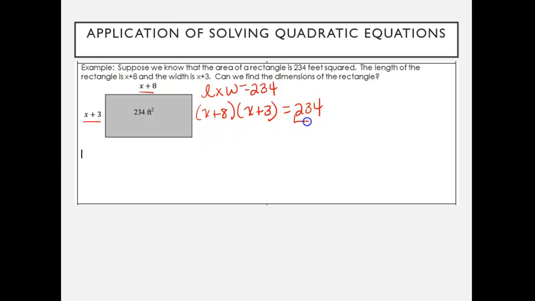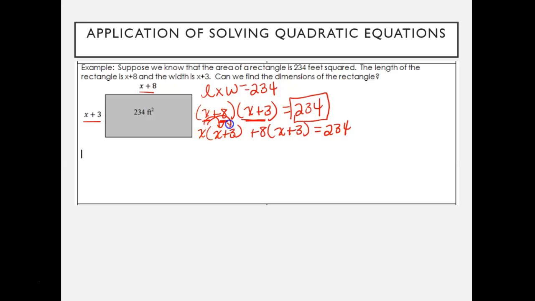Now, it looks like this is already pre-factored, so I should just be able to find the zeros. But remember, I'm finding the zeros. I need this to be equal to 0, which means I need to subtract 234 from each side, and I can't subtract 234 from the factored form. So I'm going to need to multiply this out first. I'm going to do x times x plus 3. Remember, I'm breaking this up into two pieces and multiplying it times the parentheses. Plus 8 times x plus 3. And that equals 234.